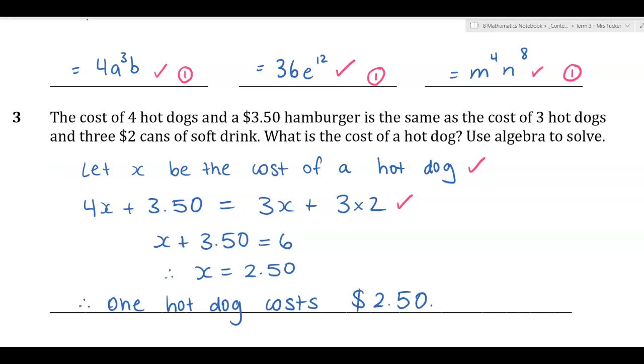Well then I think that's a really quick test for you to be like, something's wrong. Alrighty, so the final cost of 1 hot dog is $2.50. That was 4 points, and one of the points was for writing an answer in a sentence at the end.